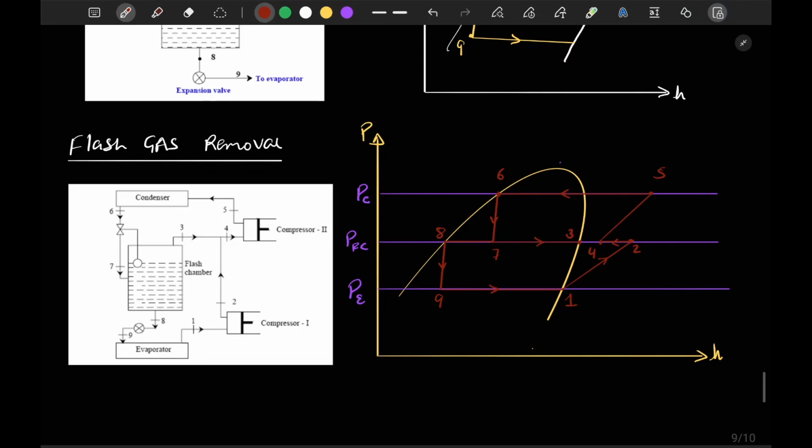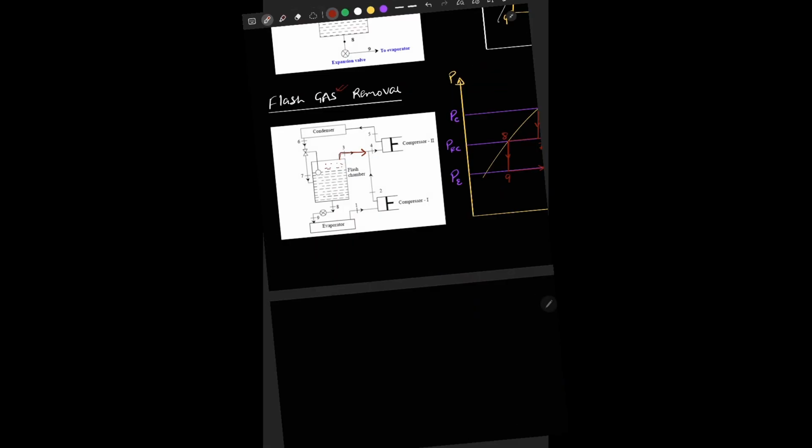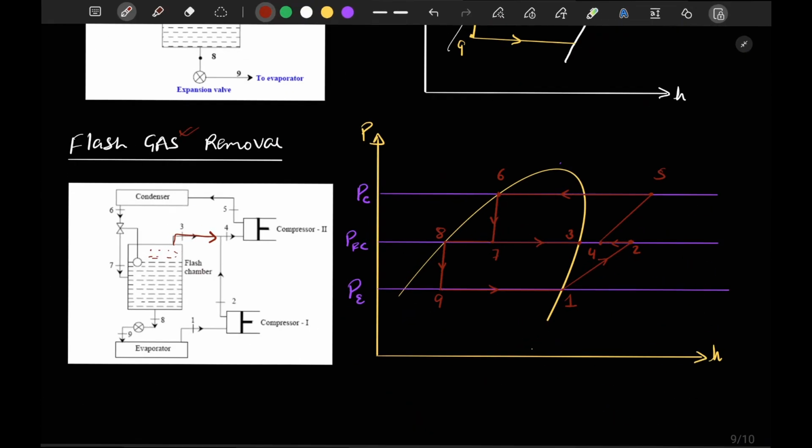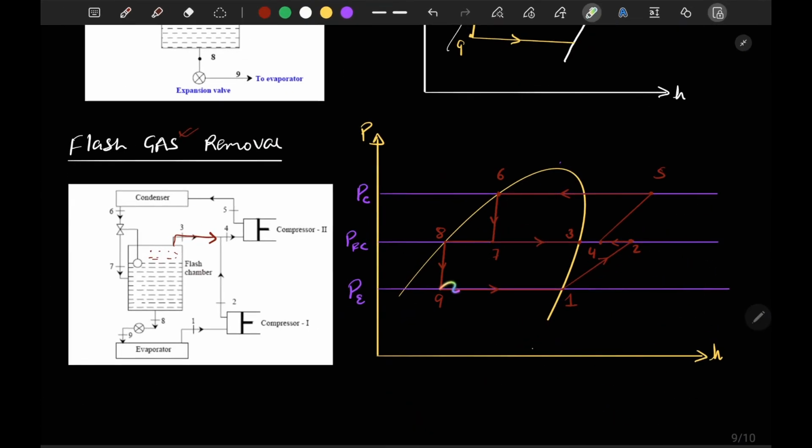In the flash gas removal system, as the name represents, we are removing gas. The gas, the vapor phase here, is removed from the system at the earliest possible point. Now if we want to see the effect of flash gas removal, we can see that the refrigeration effect is increasing.